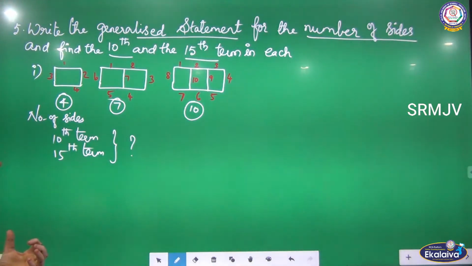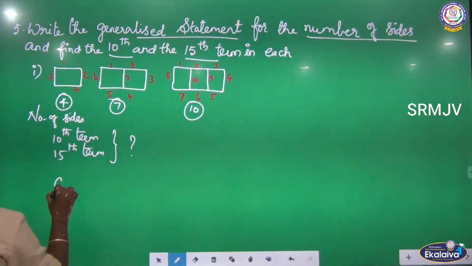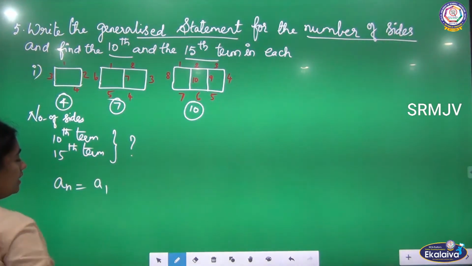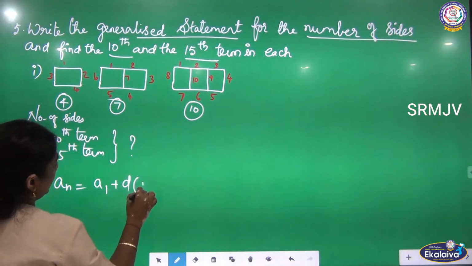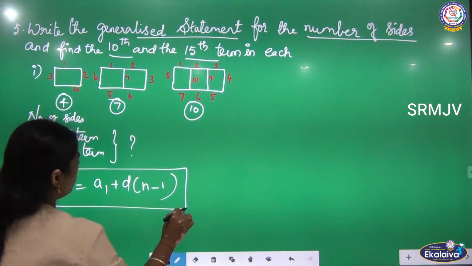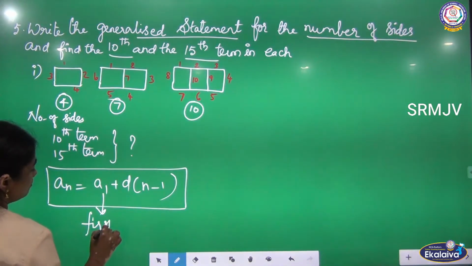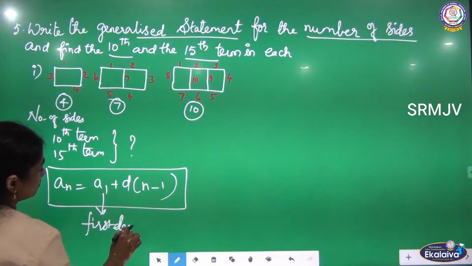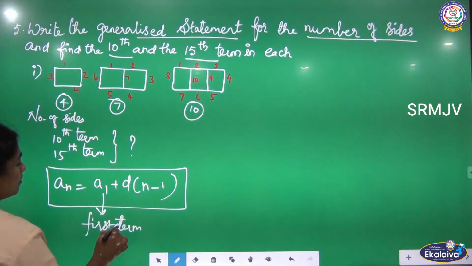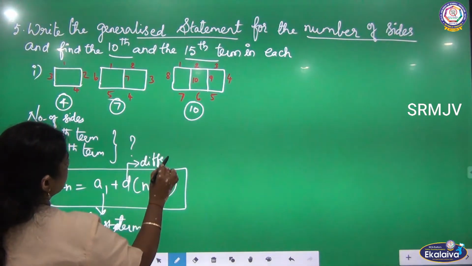First step, we are going to find out the generalized statement. Okay, listen, An is equal to A1 plus D into n minus 1. Okay, listen, A1 is your first term. And your D is what? Difference. Okay.